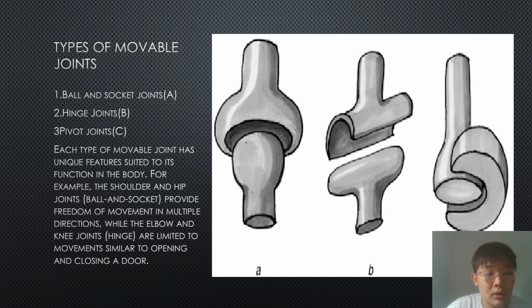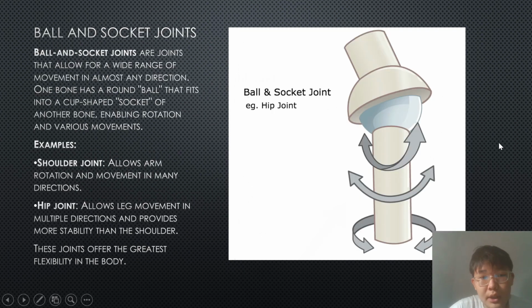Next one, types of movable joints. First type, ball and socket joints. This one is the first picture. Second, hinge joints. This one is the second picture. And third one is pivot joints. This is the third picture.